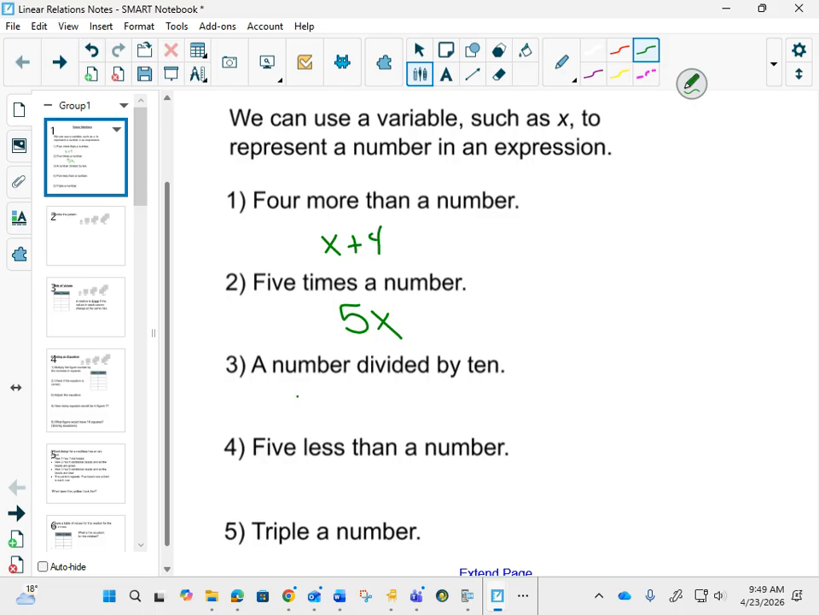How many people wrote it like this? You could write this like this. I like the fraction like that better. Did you get either of those?